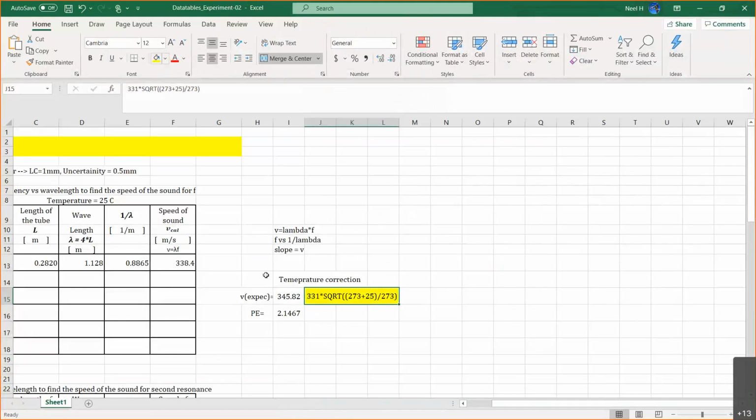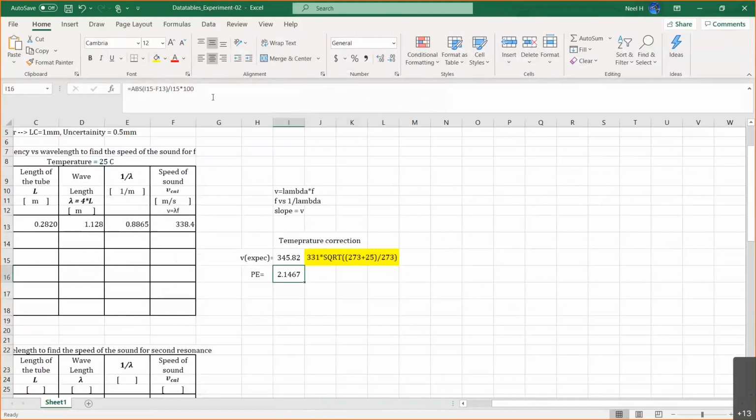Let me highlight that part, and then this is the percentage error. Let us copy paste that also to here, then you can refer to that as needed. All right, so that's the equation for the percentage error.